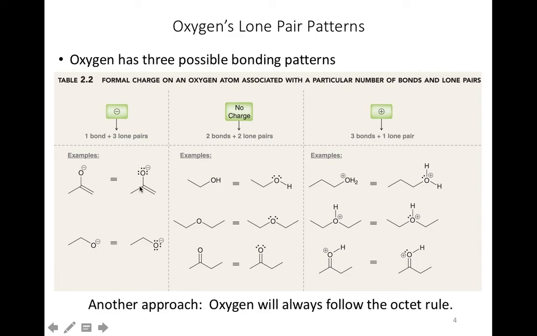Same thing is true for oxygen. When I see this, even if you don't have these patterns memorized, that a negative oxygen has 1 bond and 3 lone pairs, I'm only seeing 1 bond, so it must have 3 lone pairs to satisfy the octet rule.